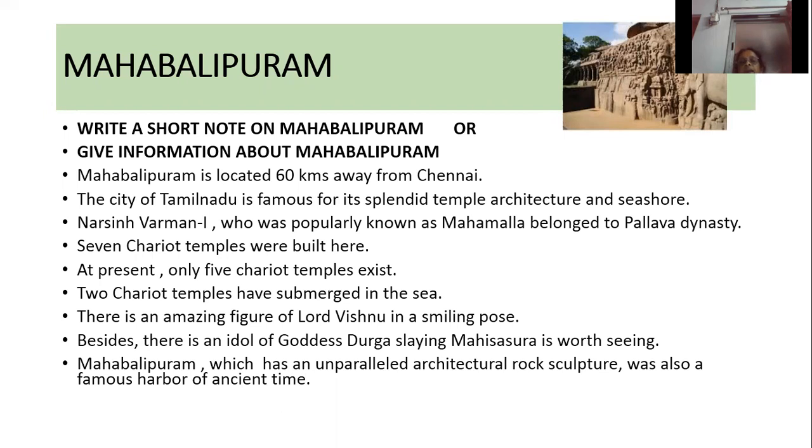Which is the biggest chariot temple? Dharmaraj chariot temple. Which is the smallest? Draupadi chariot temple. At present, how many temples are there? 5 temples. And what happened to the other 2 chariot temples? They have submerged underwater. Which figures are worth seeing in Mahabalipuram? The figure of Lord Vishnu in a smiling pose and the idol of goddess Durga killing Mahishasura. It was a famous port or harbor in ancient time.